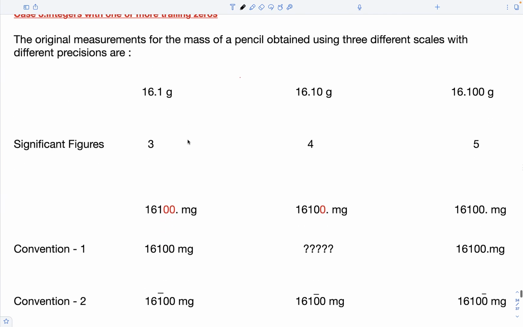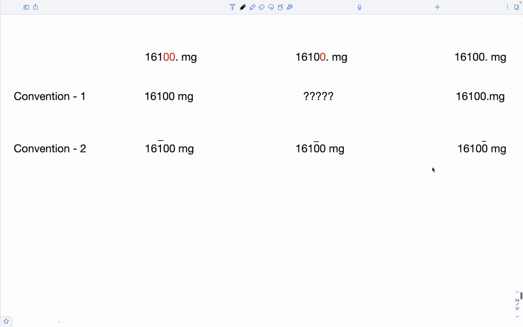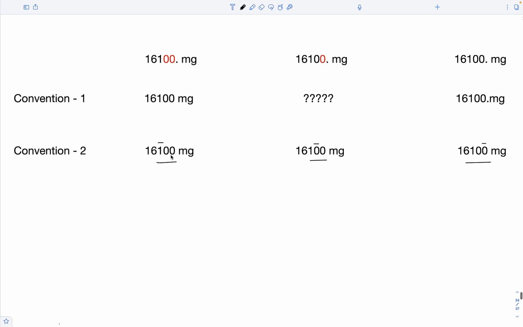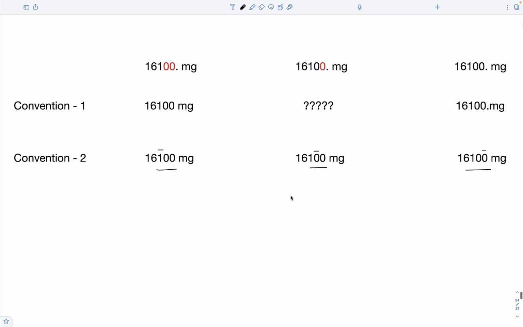In the last video, we understood that integers with trailing zeros are a problem. If you are given these three measurements, it is impossible to tell whether the trailing zeros are part of the original measurement or if they are inserted during a unit conversion. And to overcome this confusion, we came up with two different conventions. And these conventions are annoying.